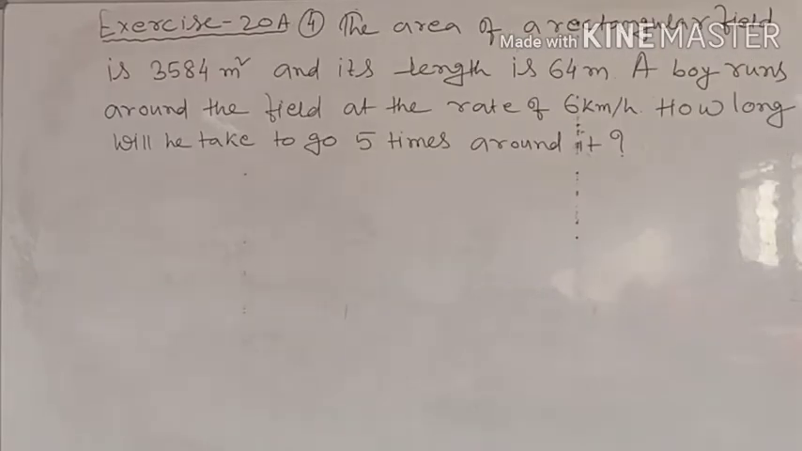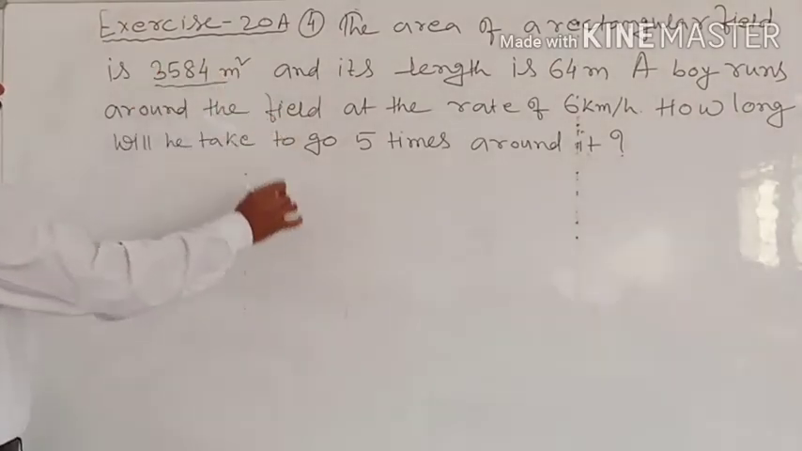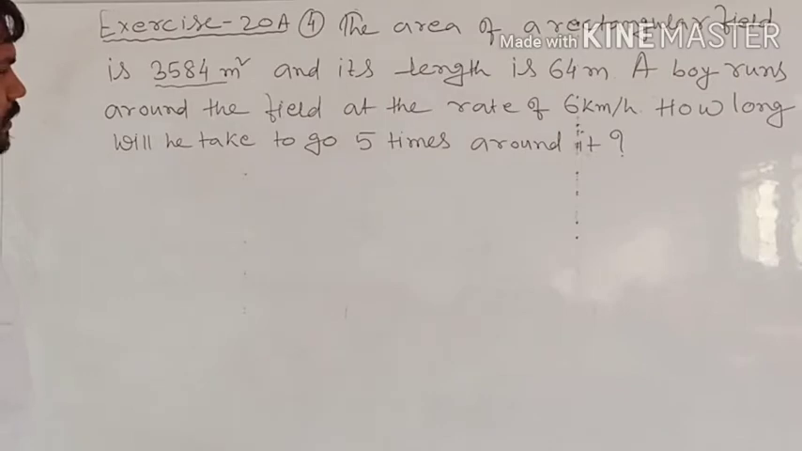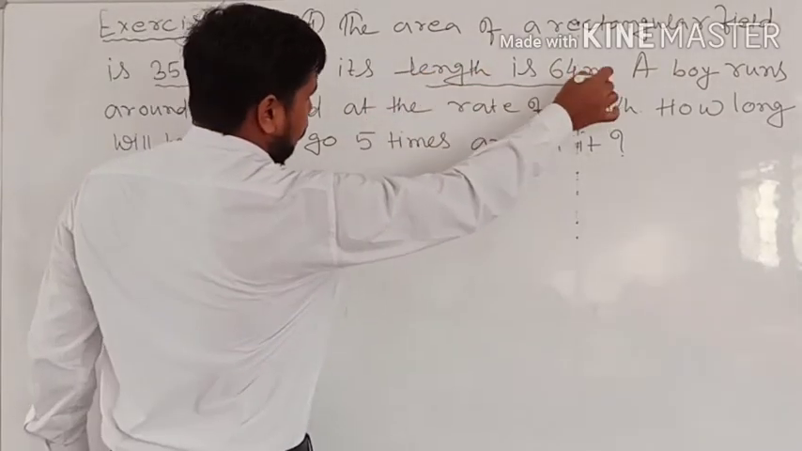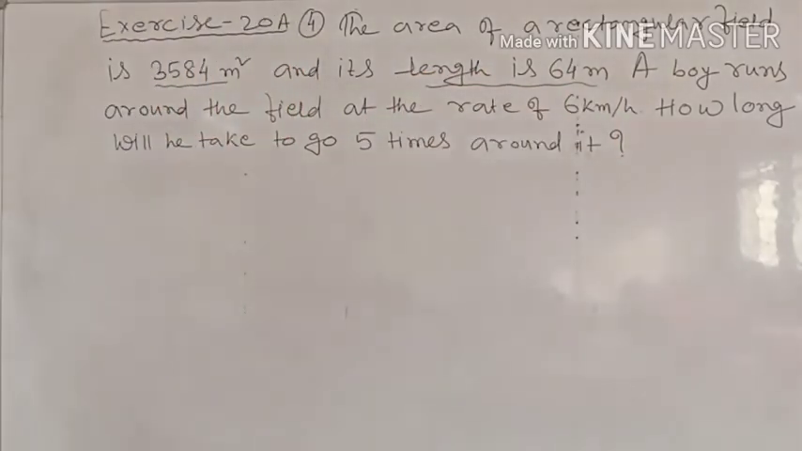Let us see one question which we have in question number 4. The area of a rectangular field is given. So the field is rectangular and area is given. Its length is also given. A boy runs around the field at the rate of this much kilometer. How long will it take to go 5 times around it? So those are things we will see later on.